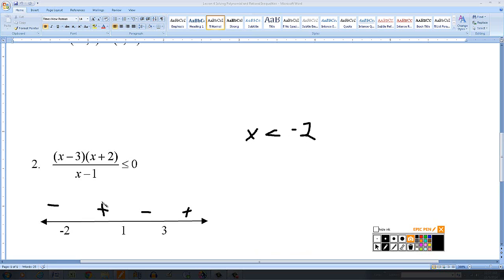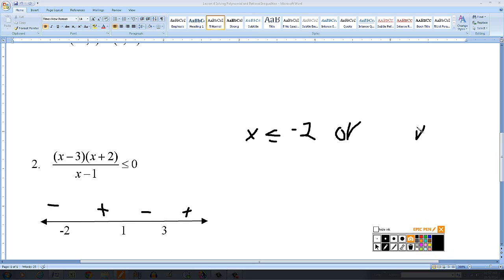Okay, so what do we want? We want to make this expression less than 0 or equal. Okay, well, the negative 2 makes the numerator 0, so that will make the expression equal to 0, so I need an equals under this one. Okay, and then or x could be between 1 and 3. So I'll start off by saying, okay, between 1 and 3, that's the negative interval.